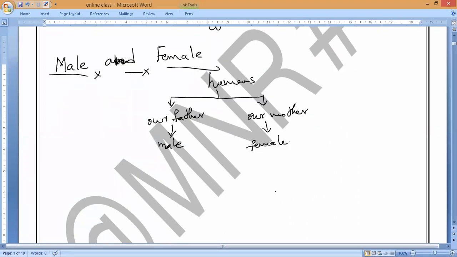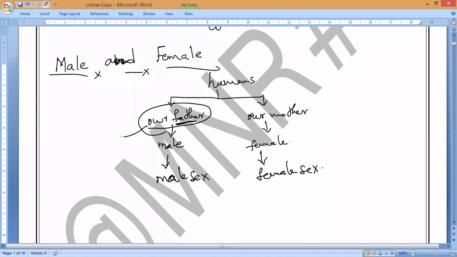What we call our father, we can say male, or we can call male sex. And female also we can call female sex. Do you understand? Our father, who is called a male or male sex, these persons we used to call a man, and our mother, who is having female sex, is to be called what, guys?